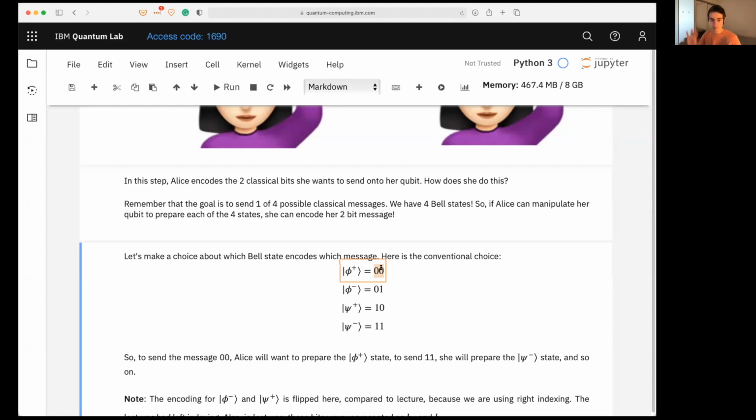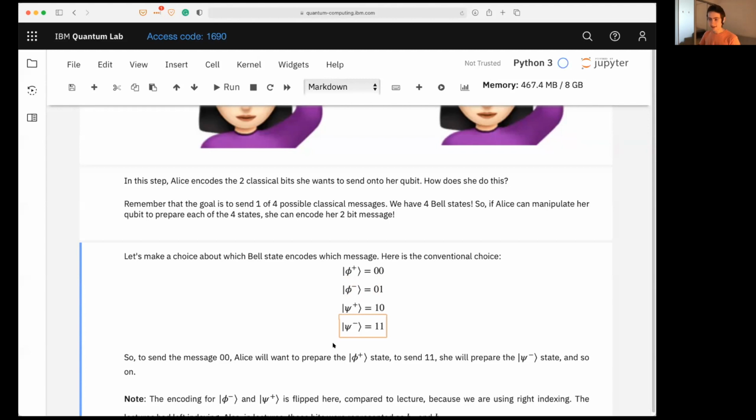This step is blank. But if she wants to send one of the other 3 messages, she has to do something to her qubit to transform the entangled state that she and Bob share into one of these three states. We already looked at how to create phi minus last week. And if you remember, the difference with phi minus was we added a Z gate. Instead of having H and then C naught, we did H, Z, C naught, right?